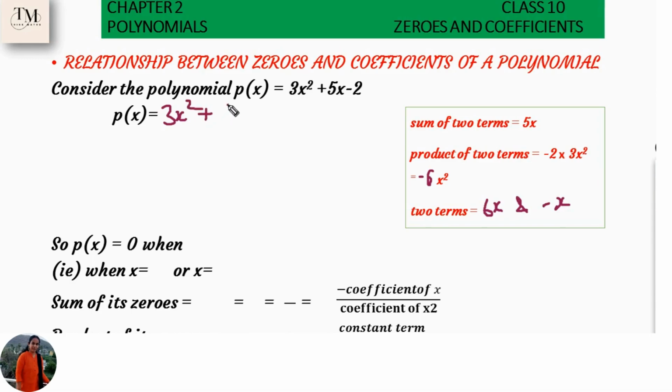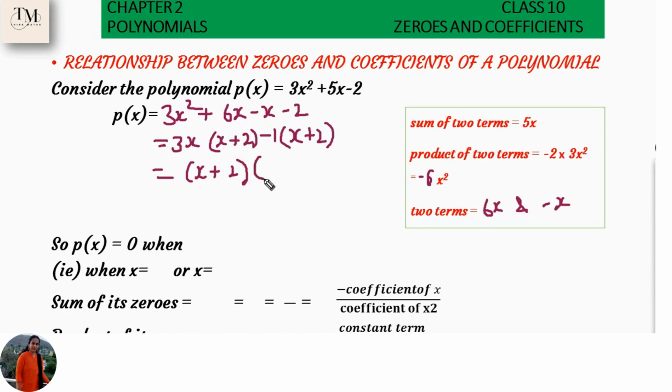This 5x can be written as 6x minus x minus 2. So which is equal to, here 3x is taken outside. The remaining will be x plus 2. So here I take minus 1 outside. So as I took minus 1, in the brackets there will be x plus 2. So I am going to take x plus 2 as a common term. X plus 2. So the remaining will be 3x. So 3x, in the second term it is minus 1.